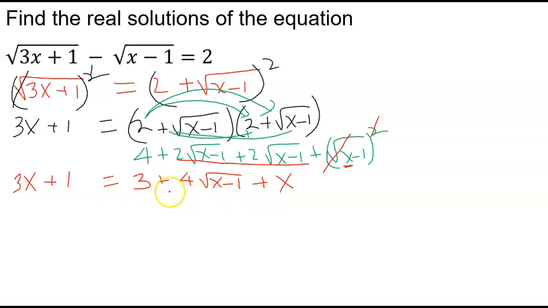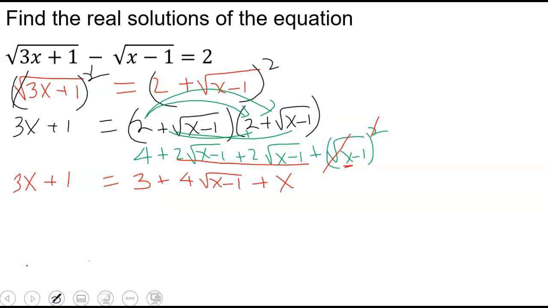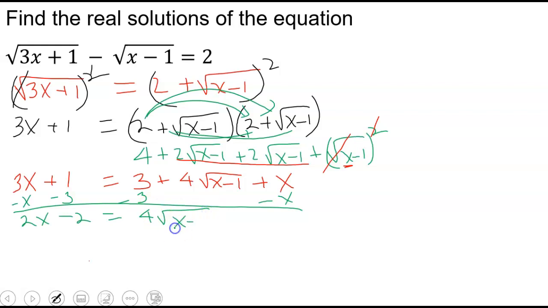So now we have simplified each side. We can move everything to one side because we still have square roots here. So we're going to get this square root term by itself. We're going to subtract 3 from both sides, and we're going to subtract x from both sides also. So we have 2x minus 2 equals 4 square root of x minus 1.